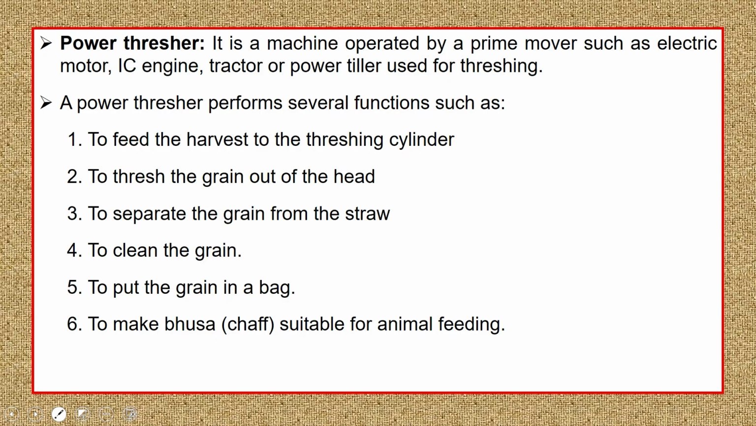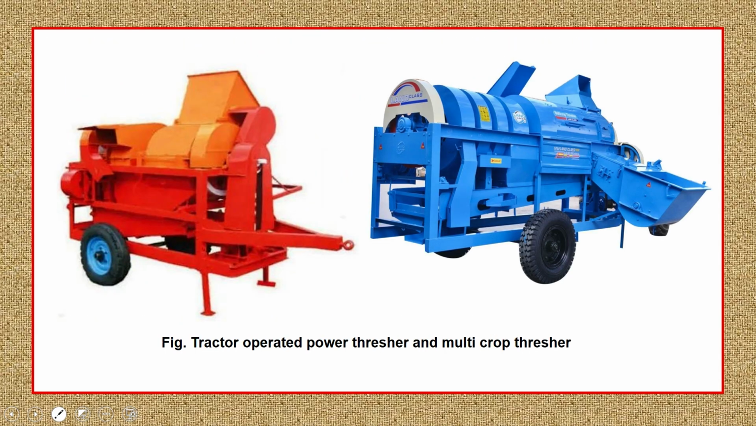So this is how any power thresher will perform the various functions: feeding the crop residues into the threshing cylinder, then threshing those crop residues, and the threshed crop residues will be separated, and the grain is separated out of the threshed straw, and within the grain there will be fine impurities and foreign matters. They may be cleaned off. Then later the clean grain must be put into bags, and later the busa will be chopped into small pieces and may be used as animal feed. So that's how the power threshers will perform various functions.